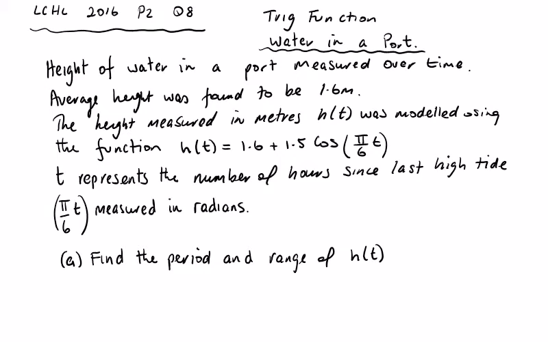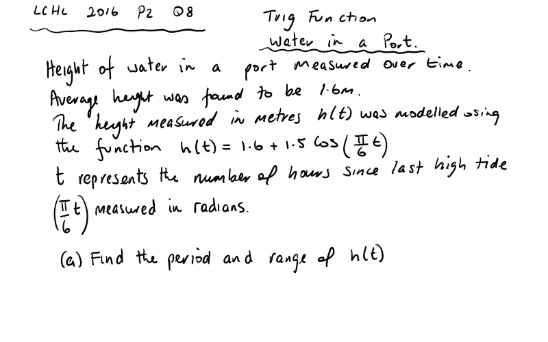Leaving Cert Higher Level, 2016 Paper 2, Question 8 is a trig function and it deals with water in a port. The height of water in a port was measured over time and the average height was found to be 1.6 meters. The height, measured in meters, h of t, was modelled using the function h of t is equal to 1.6 plus 1.5 cos pi t over 6.